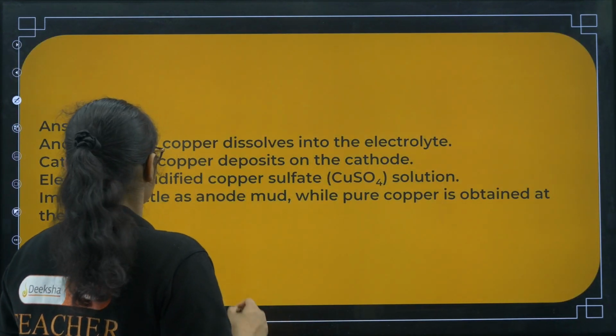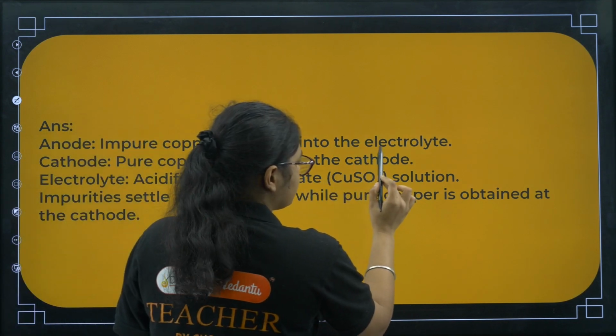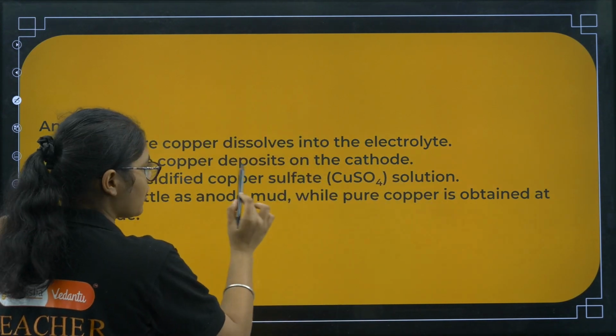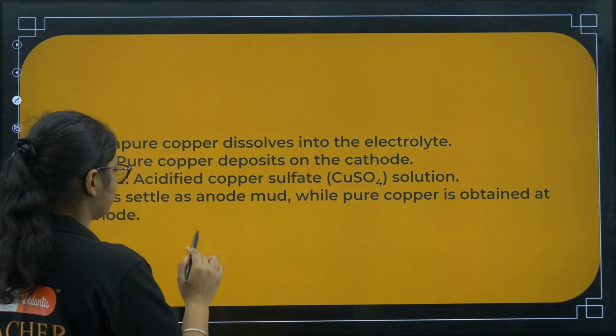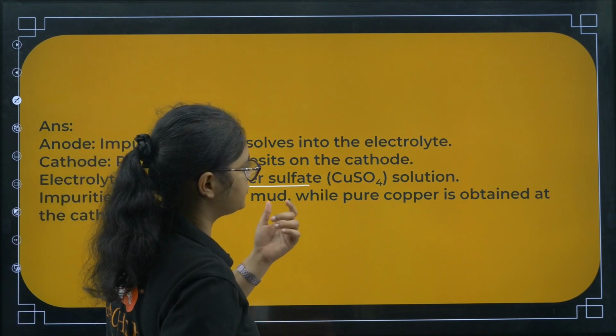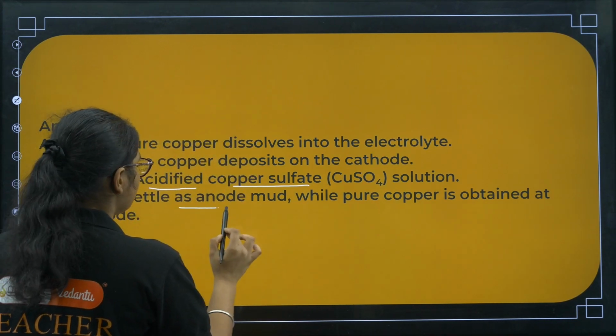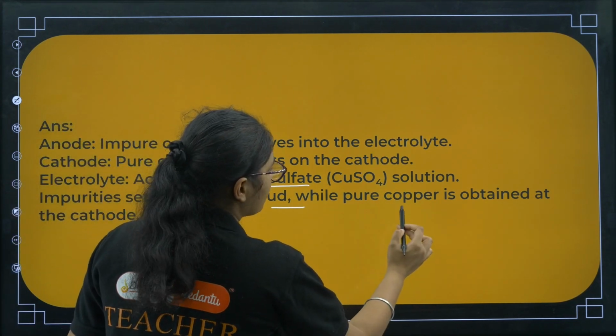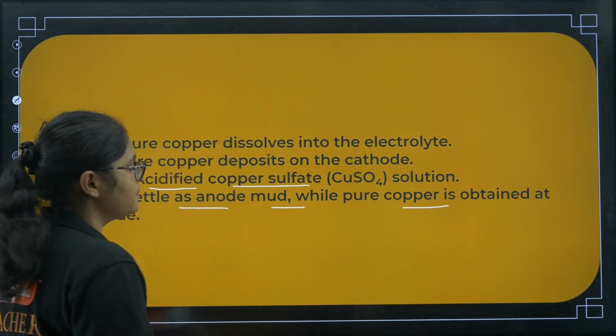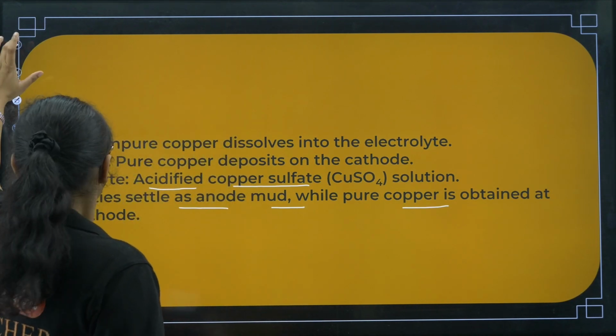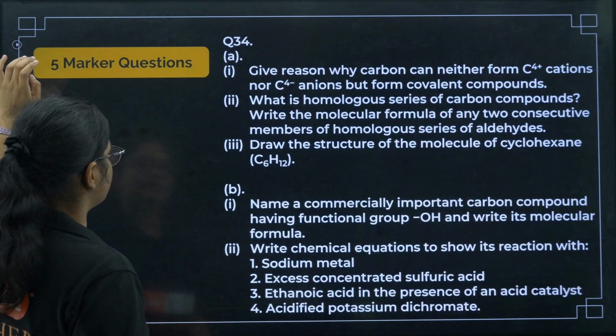How will you write it? Impure copper dissolves into the electrolyte, pure copper deposits on the cathode. Electrolyte: acidified copper sulfate solution is taken as the electrolyte. Impurities settle as anode mud, while pure copper is deposited on the cathode.